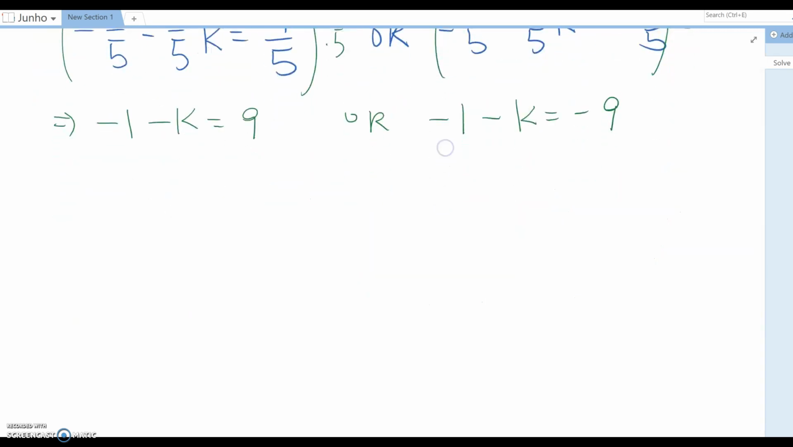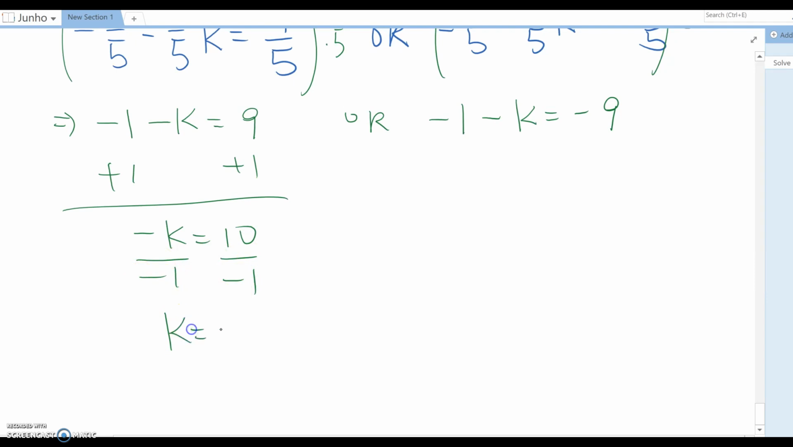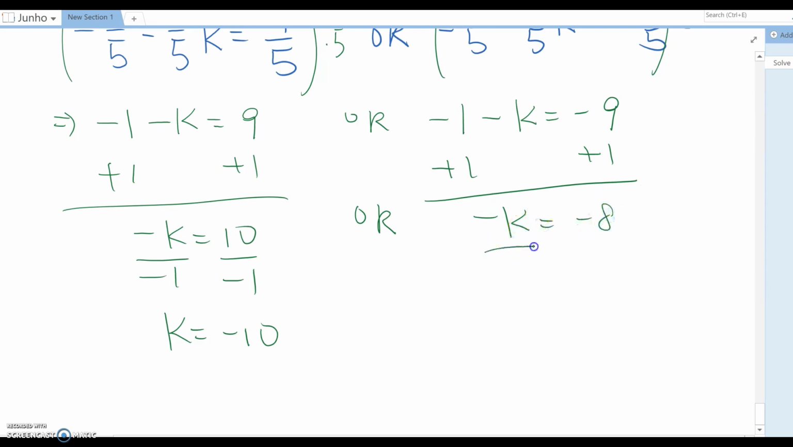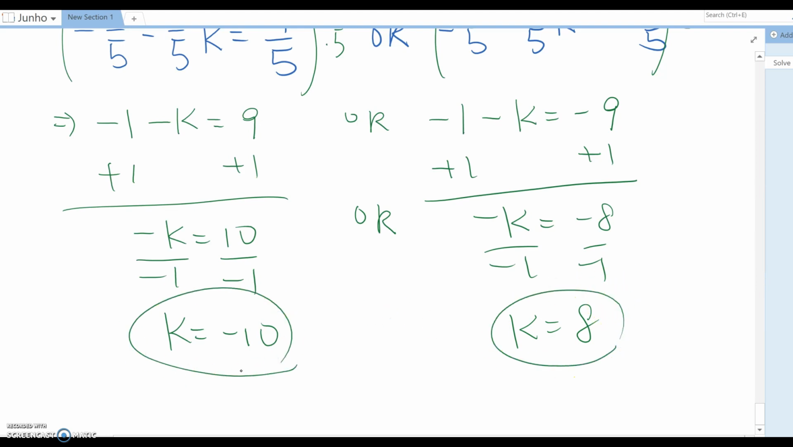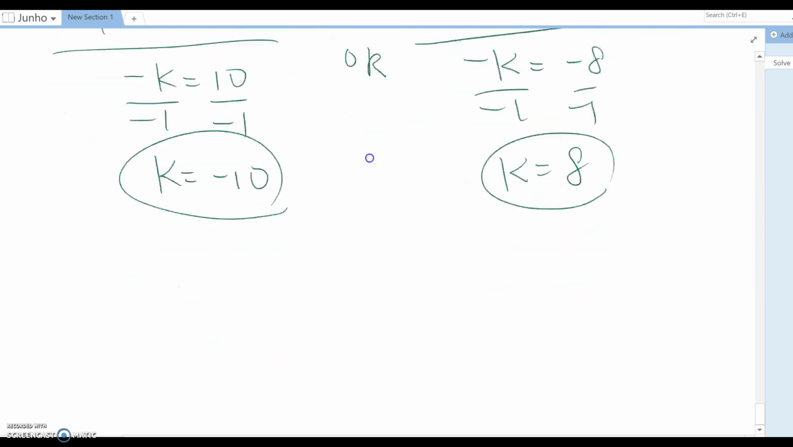From here, let's solve for k. You combine the 1, then negative k equals 10. Divide by negative 1, then k equals negative 10. Or, plus 1, then negative k equals negative 8, divide by negative 1, then k equals 8. So those are your answers. Now, the next one.